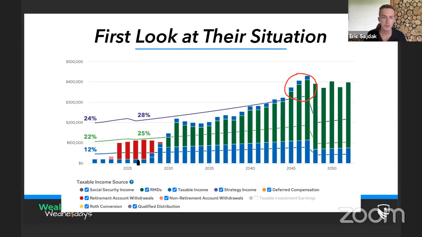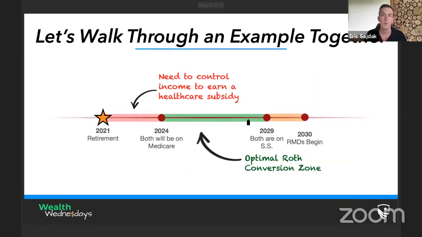Okay, it's important to note that right about here, the Tax Cuts and Jobs Act expires. So the 22% brackets turn into the 25, 24 is turning into the 28. And so we see here early in retirement, they're not going to be paying much in taxes. Later in retirement, because of RMDs, they're going to be in a tax nightmare. Okay. So what can they do?